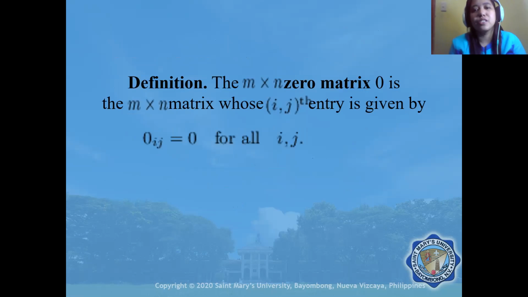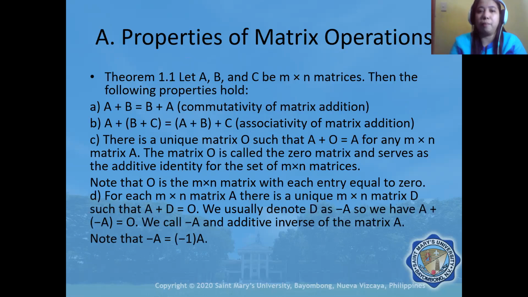Okay, next. Let's also have the definition of the zero matrix. The M times N zero matrix 0 is the M times N matrix whose ij entry is given by 0 sub ij equal to 0 for all i and j. So we have what we call the zero matrix, where all the entries are 0.